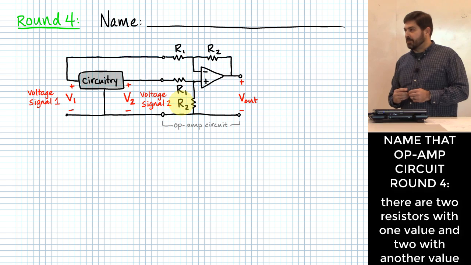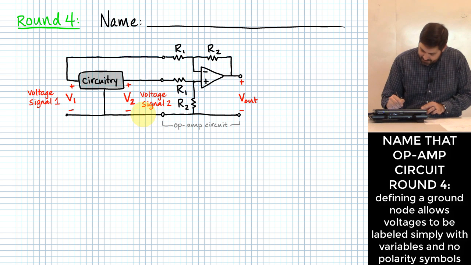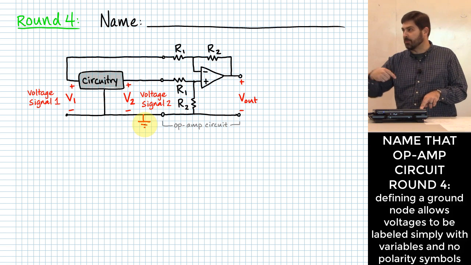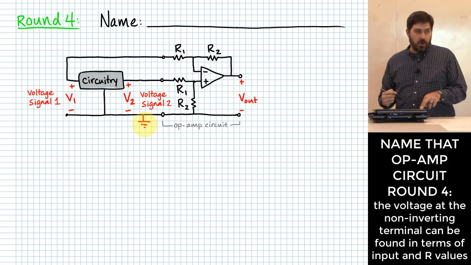Where's a good place to start? Again, identify a ground node. So I'm going to do that first. That way when I label voltages, they will be assumed to be relative to that ground node. Then what?